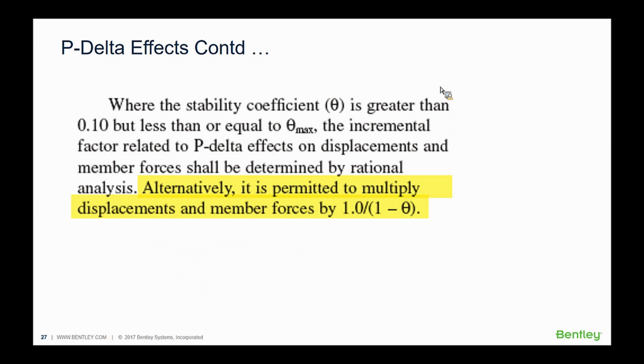But for situations where theta is greater than 0.1 but less than theta max, one is allowed to account for the P delta effects by multiplying the displacements and the member forces from the first order analysis by a factor of 1 by 1 minus theta, in lieu of carrying out an actual P delta analysis. So I think this is a much better and easier way to account for the P delta effects when it comes to the dynamic load cases.